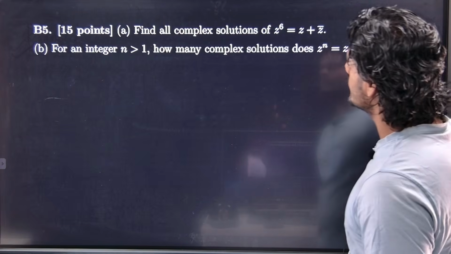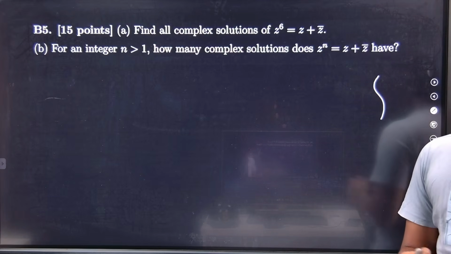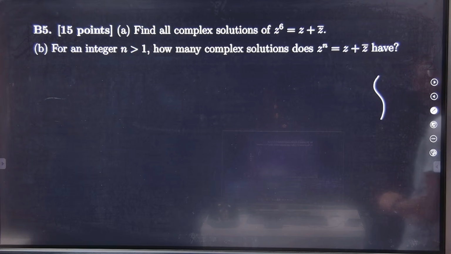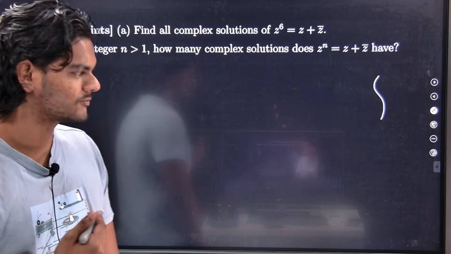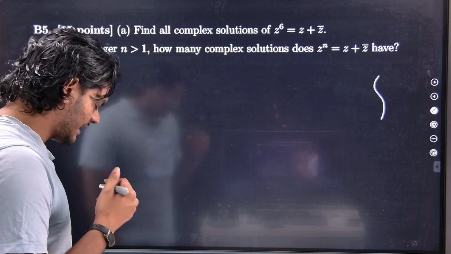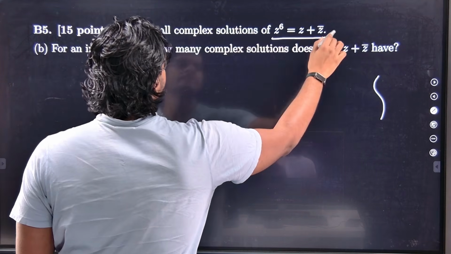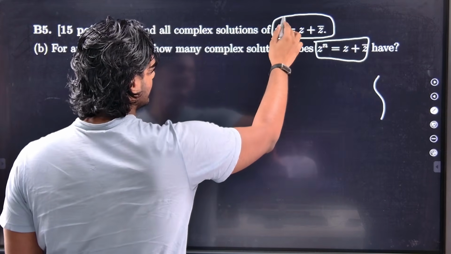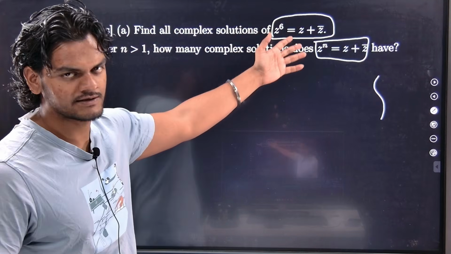Okay. So yeah, read the question, try it for yourself, pause the video. It is a very interesting question if you know complex numbers. Very, very fascinating. It uses trigonometry. This is a very good question. So what do we have here? Find all the complex solutions of this, and then later we are asked to generalize it for any n. Here we have specifically z power 6, here we have z power n equal to that.